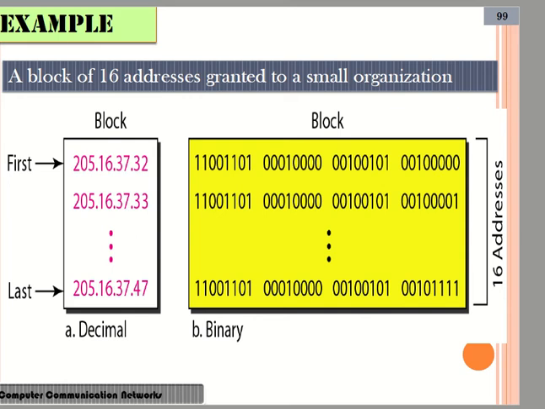And since it is 16 addresses, it is a power of 2, that is, 2 to the power of 4 is equal to 16. So once again, the number of addresses allocated is a power of 2, and the first address, if you take it, is divisible by 16. So this is how addresses are allocated to any organization.